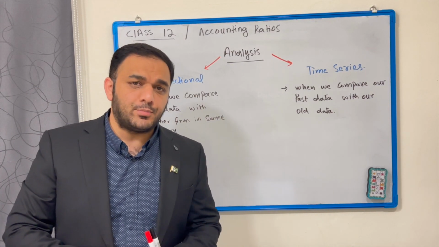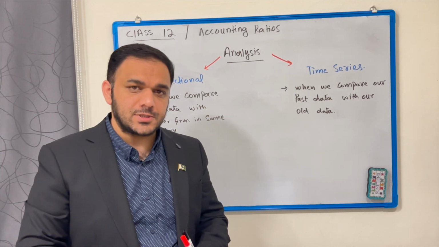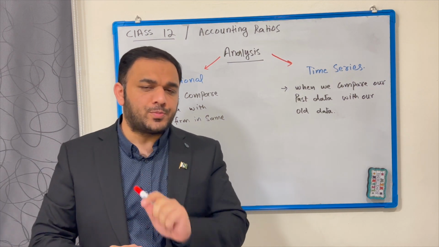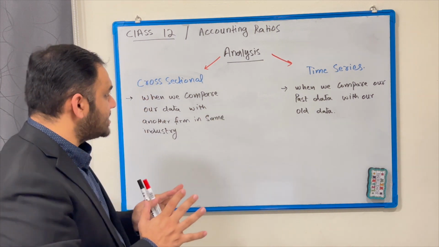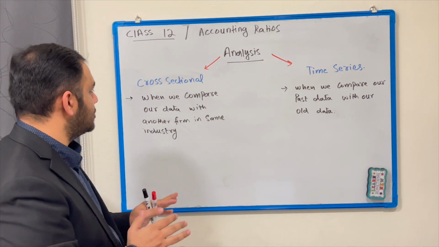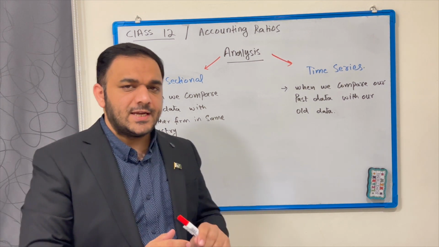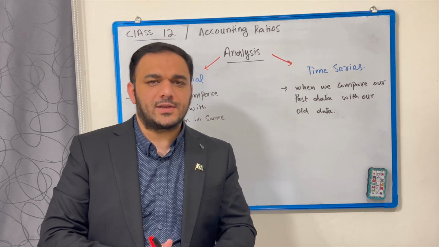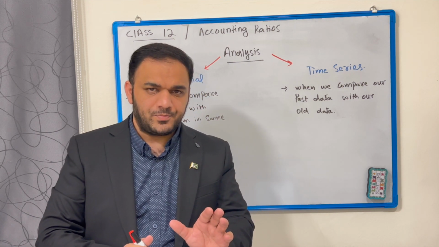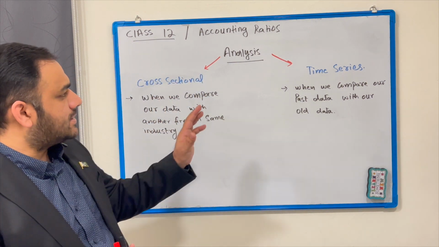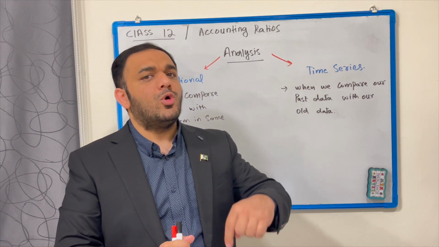Dear students, the next important thing in accounting ratios is the analysis of ratios. Analysis of ratios is in two parts. One is cross-sectional and one is time series. In cross-sectional analysis, we compare our data with another firm in the same industry. That is, you are comparing your firm with another firm in the same category. Time series is when you are comparing your past data with your old data.